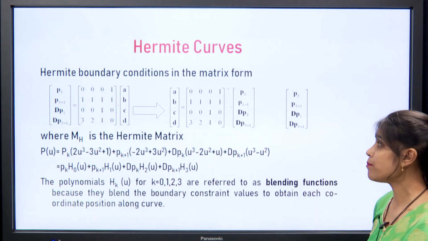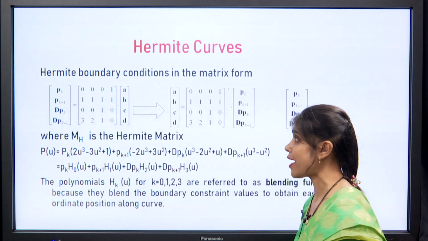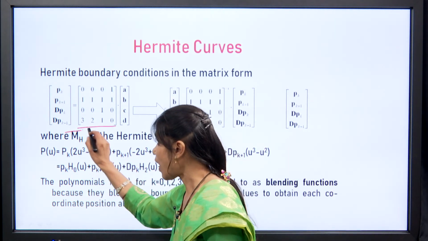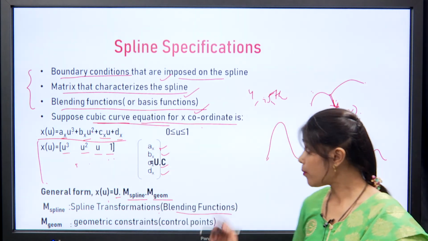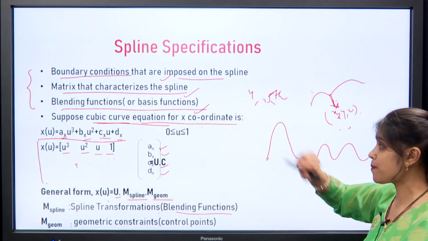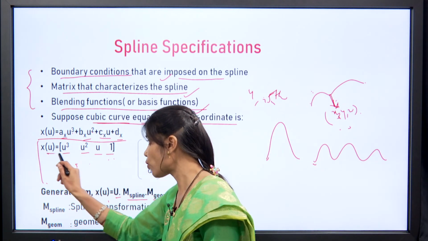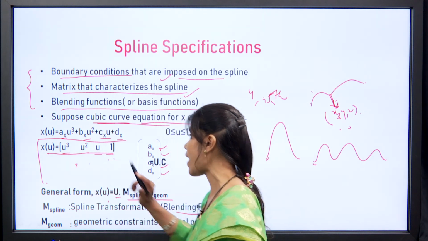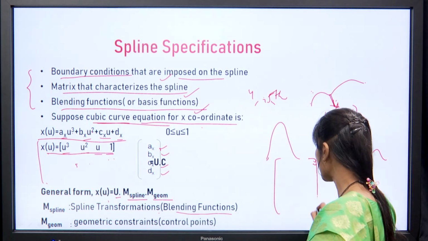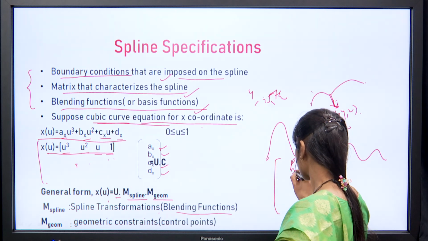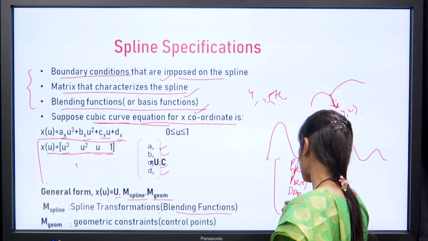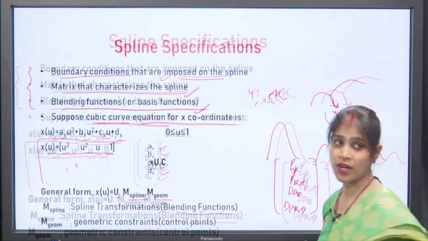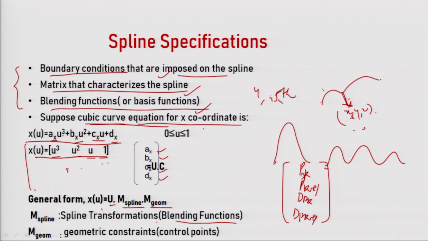Now you have to calculate the matrix form, the Hermite boundary conditions in matrix form. How do you calculate this matrix? Come to this slide, that is spline specifications. Here I have already told you that x(u) is equal to u cube, u square, u and 1. In Hermite interpolation, the matrix is pk, the first control point, pk plus 1, then dpk and dpk plus 1. These are basically your 4 boundary conditions.